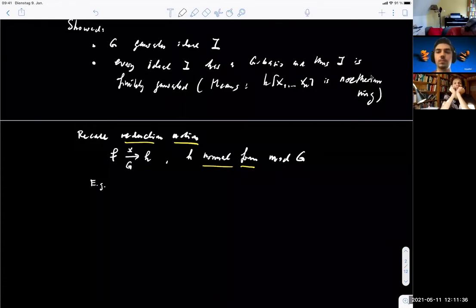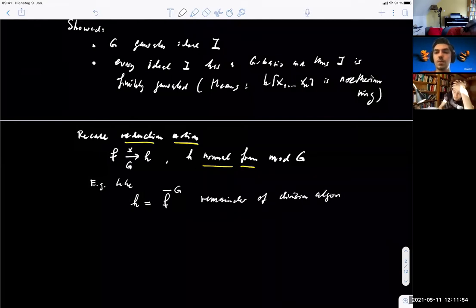For instance, I could take for H the remainder of the division of F by G. So I denoted it this way: remainder of division algorithm. But here this is only defined when G is ordered. So we need G ordered. But once G is ordered, then it's a well-defined thing.